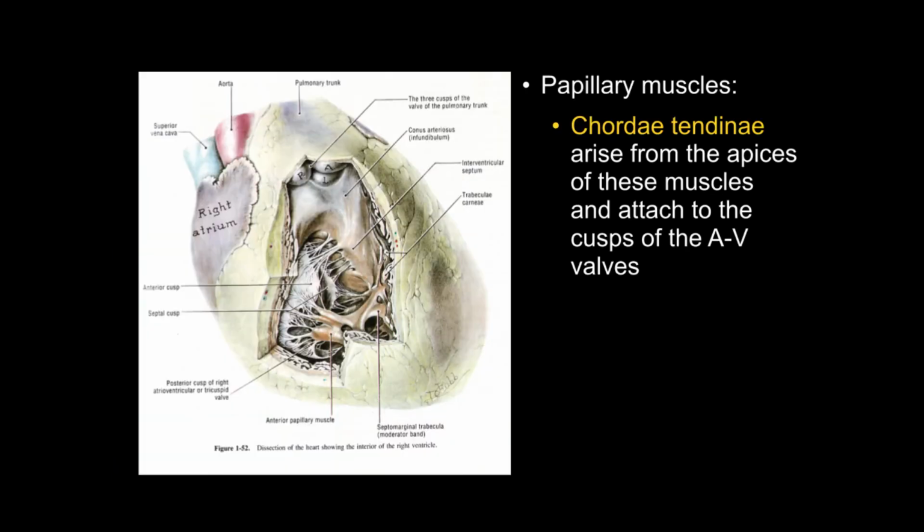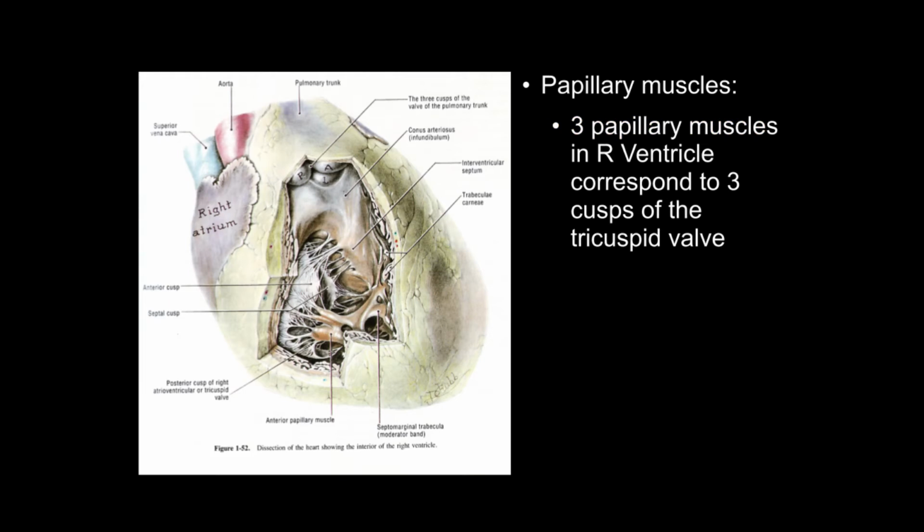So what do those papillary muscles do? As mentioned, the door must be closed. Thus, you need the tendons of these papillary muscles to pull on those cusps and close them, to shut them. So the chordae tendineae, or the tendons, arise from the apex of the right ventricle and attach to the cusps of, in this case, the tricuspid valve. For each cusp, one muscle is assigned. Thus, for the right side, you have 3 papillary muscles in the right ventricle for each of the cusps of the tricuspid valve.